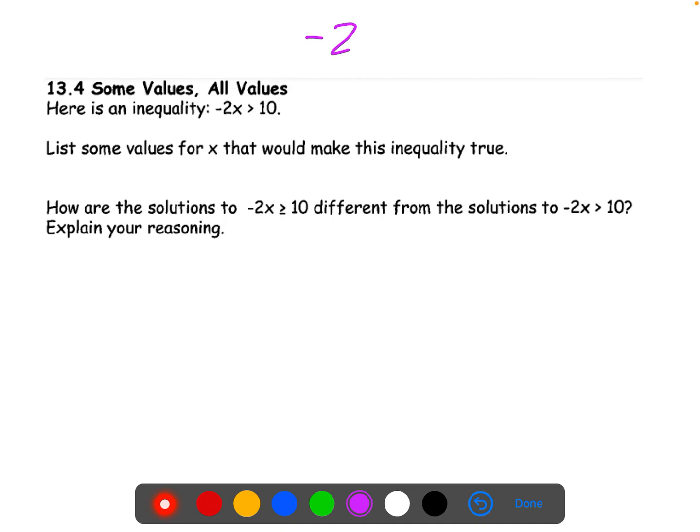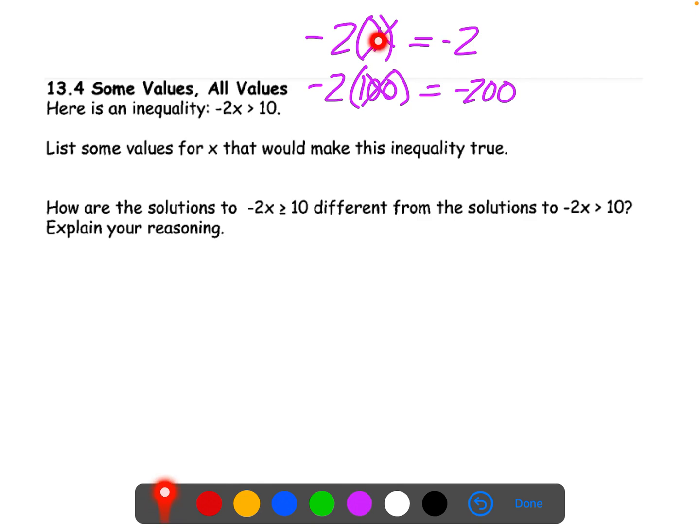Negative 2 times 1 equals negative 2, and negative 2 is not greater than 10, so that doesn't work. Now I'm going to try a larger positive number. Let's do negative 2 times 100, and I'm just picking easy numbers that I can multiply in my head. That's negative 200, which is still not bigger than 10, so that's not working. It doesn't seem like using a positive number here for x is going to work out well. It's just getting me further negative, which is less and less value.